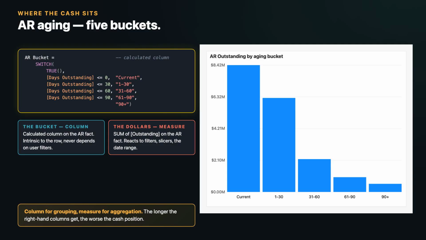The amount on the y-axis stays a measure. This is the canonical column for grouping, measure for aggregation split. The longer the right-hand columns get, the worse the cash position.